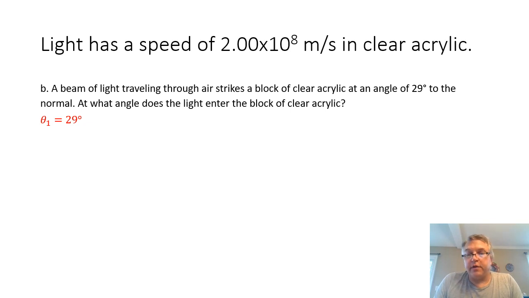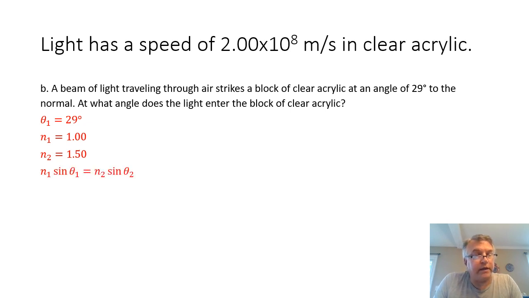Because it's traveling through air initially, I know that the index of refraction for air is going to be 1.00. The index of refraction for the acrylic, which I got in part A of the problem, is 1.50. And to find the angle of refraction, or the angle that the light wave enters the block in, and remember we always measure that from the normal, I need to use Snell's law.